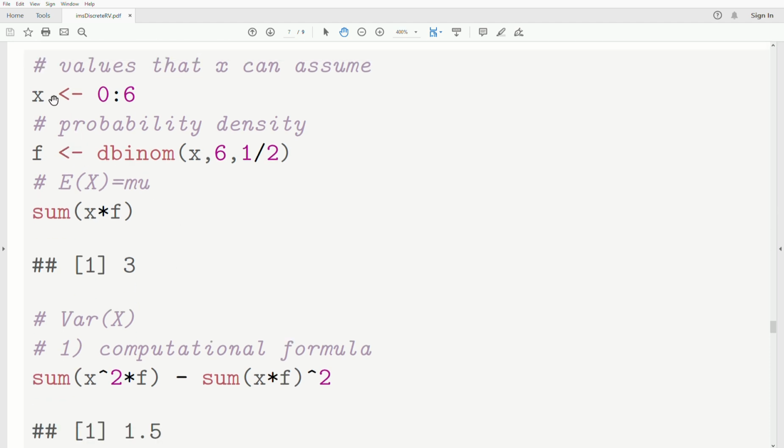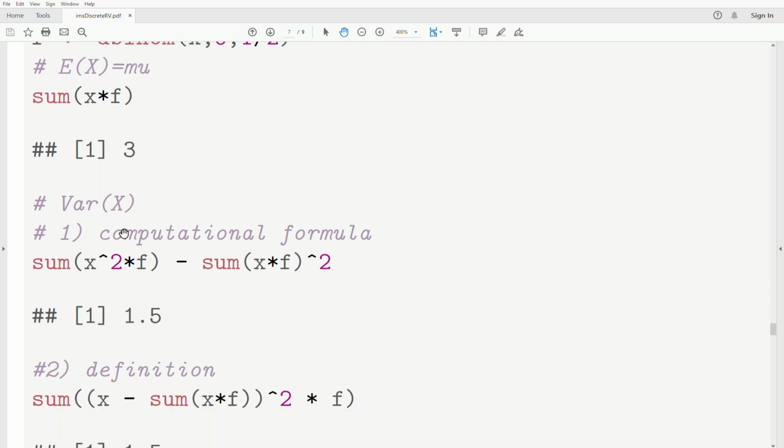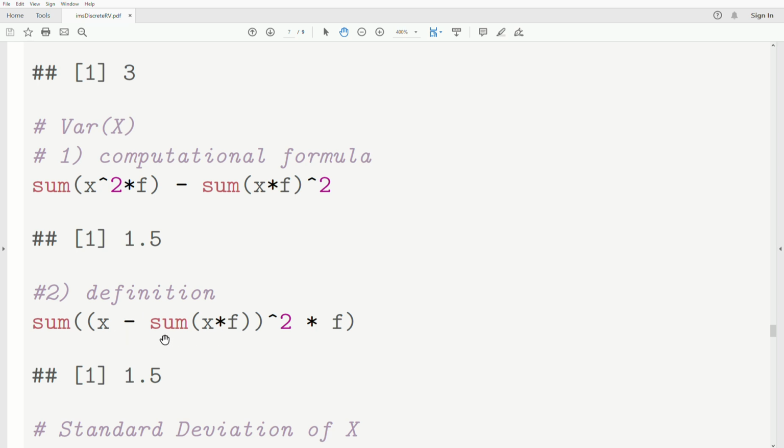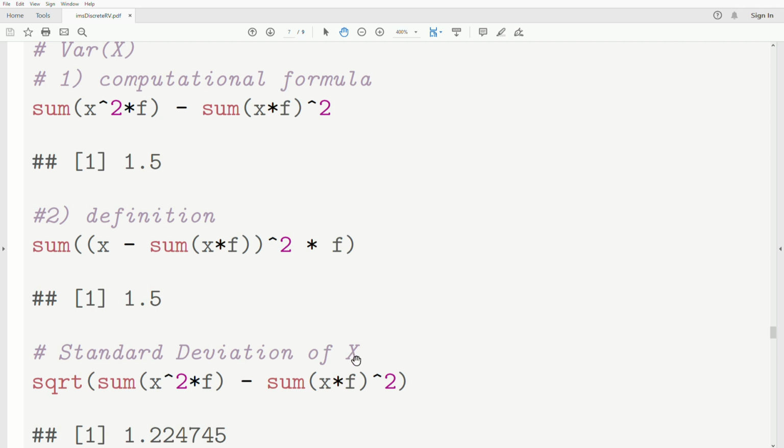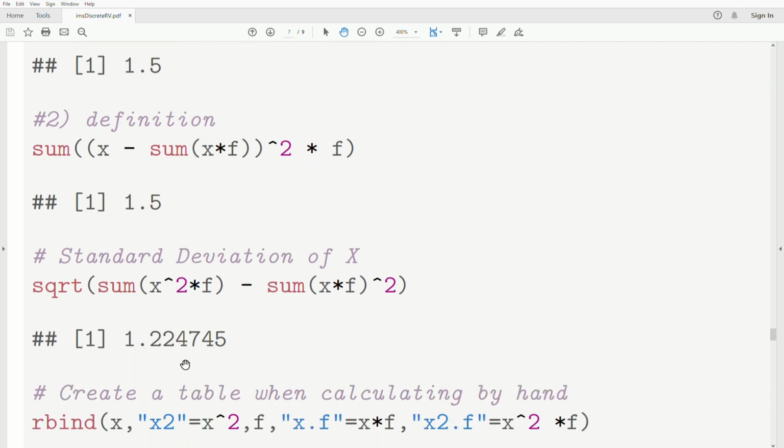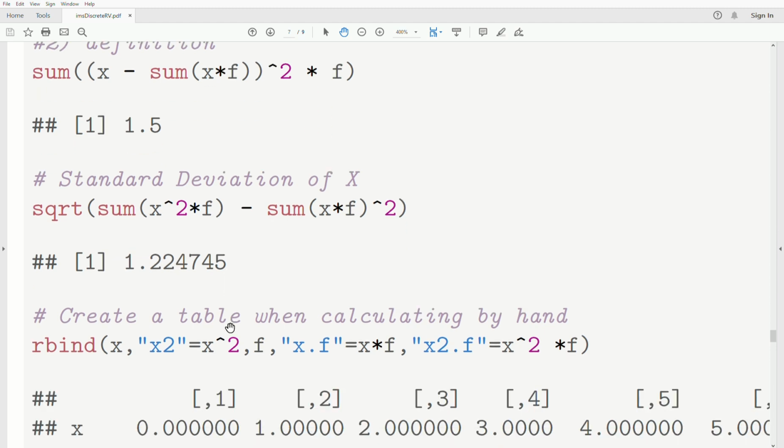So to find the mean, it's X times F summed over all possible values, and it's 3. The variance of X is you take X squared times F summed, minus the mean, which is the sum of X times F, quantity squared, which is 1.5. You could also use the more traditional definition of X minus the mean, quantity squared, times F summed over all possible values. And again, it's 1.5, as it better be. The standard deviation of X is you just take the square root of the variance that we calculated up here, and it's 1.22.